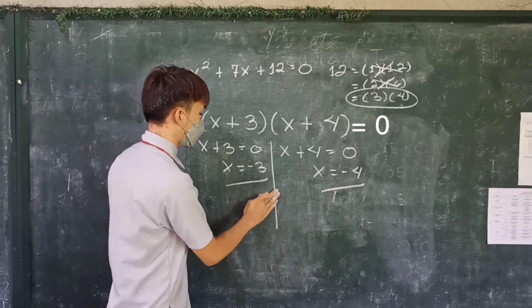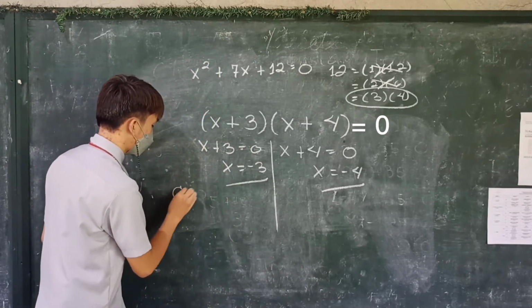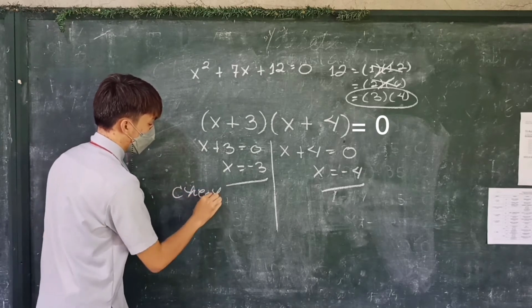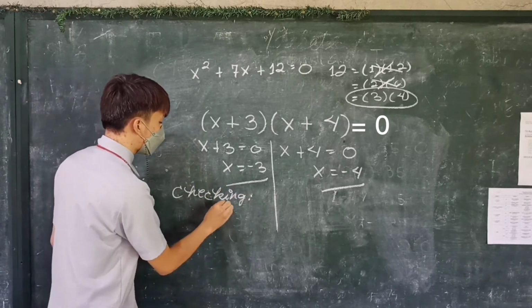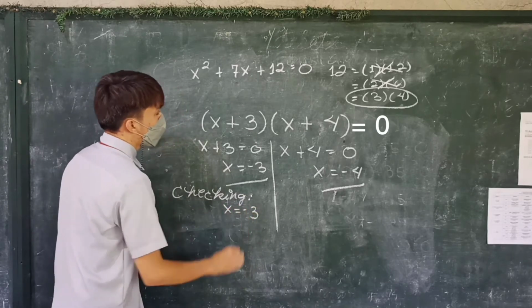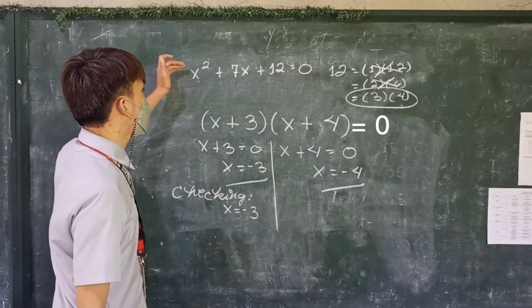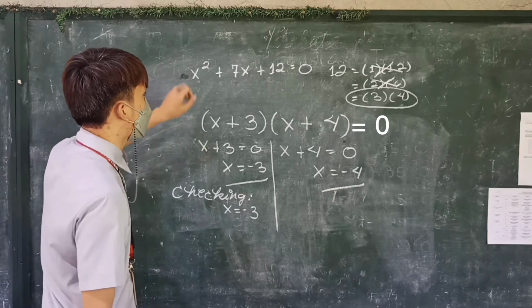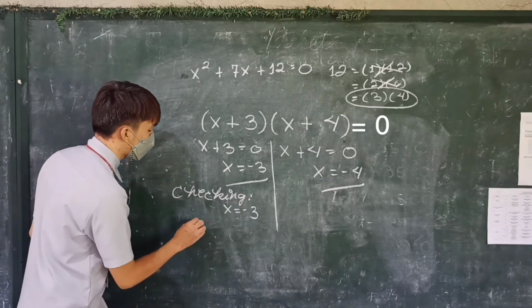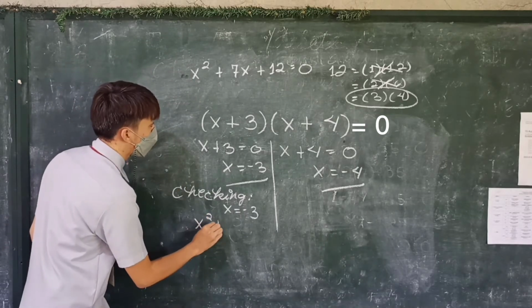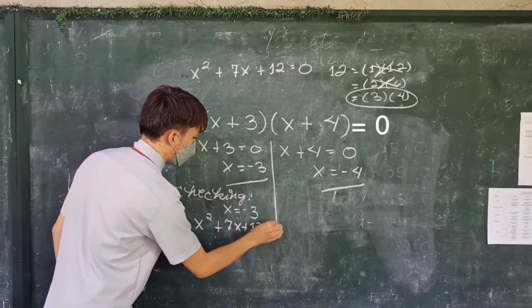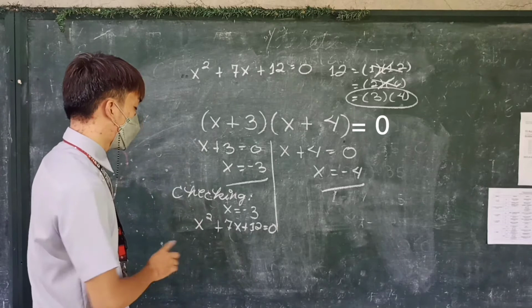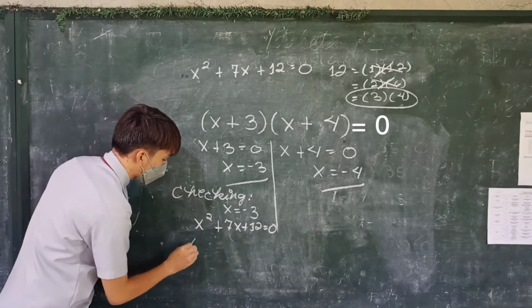Now let's check. First we have x equals negative 3. We are going to use the original given equation, x squared plus 7x plus 12 equals 0. Substitute negative 3 for x.